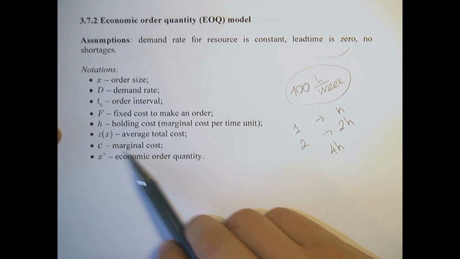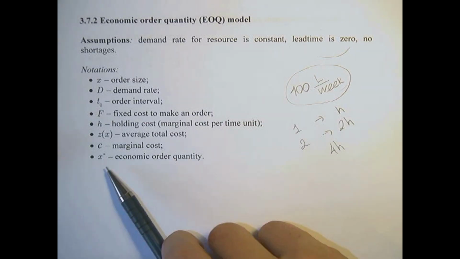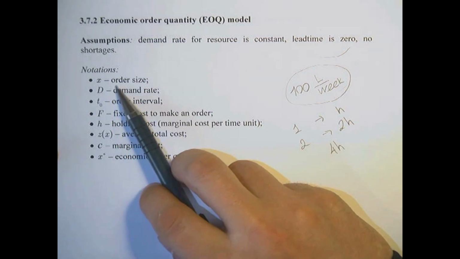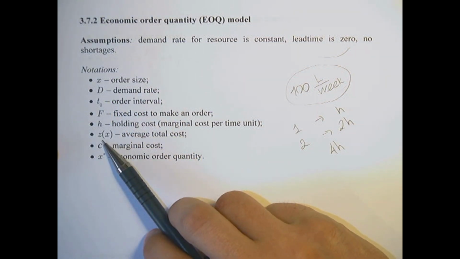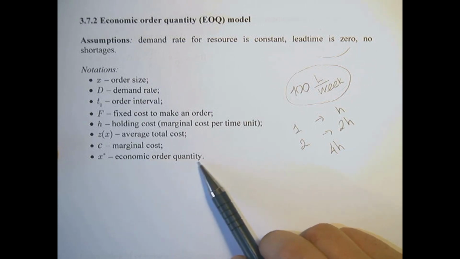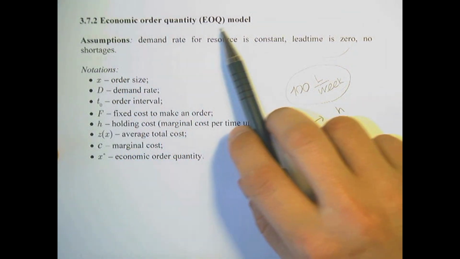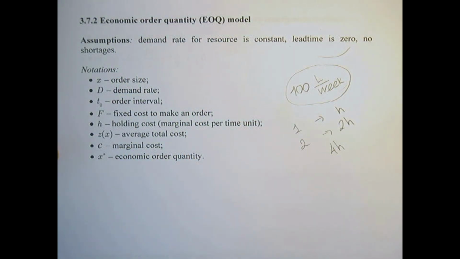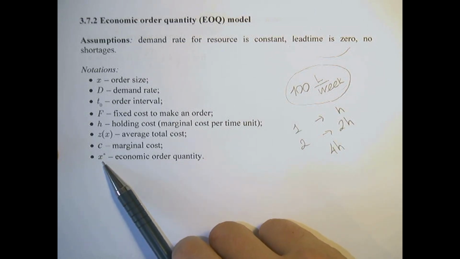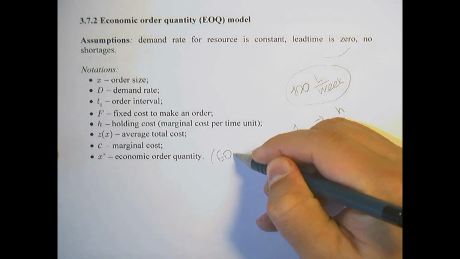The next, small c, is the price for 1 liter of orange juice which we pay to our supplier. So this is the marginal cost. And x star is the optimal order size which minimizes total average cost. We call this optimal order quantity the economic order quantity. Once again, it is EOQ. We call the model itself, which we consider right now, the economic order quantity model, but the optimal order quantity we also call economic order quantity, EOQ.